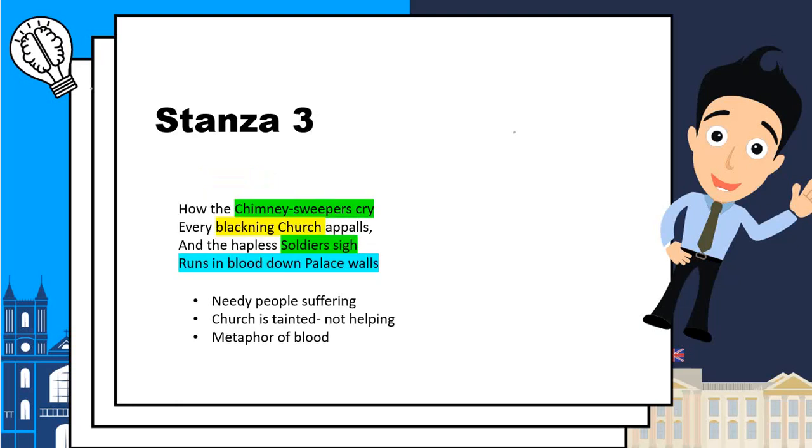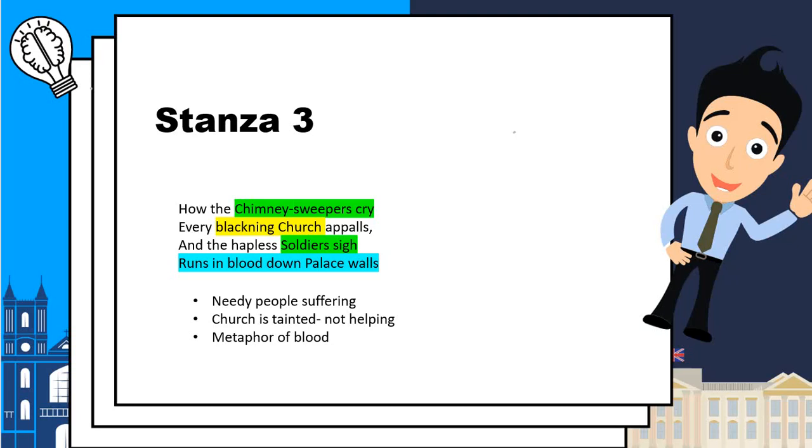In stanza 3: how the chimney sweeper's cry every blackening church appalls, and the hapless soldier's sigh runs in blood down palace walls. So he's telling us how the needy people are suffering. The chimney sweepers, children, are crying. The soldiers that have been to war, that are suffering, that might have lost limbs, they are sighing. So this stanza tells us all about how the needy people are suffering.